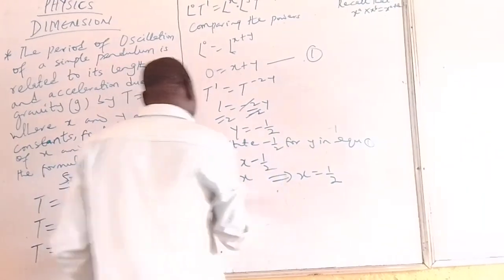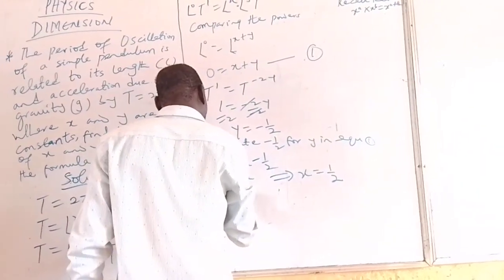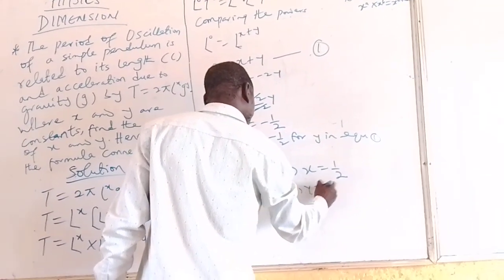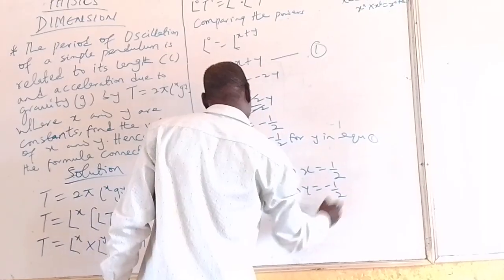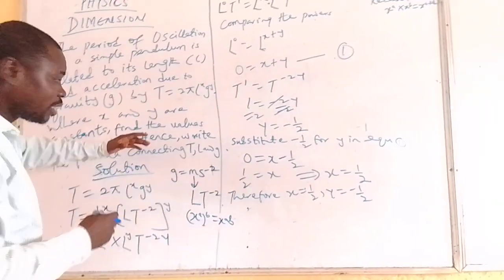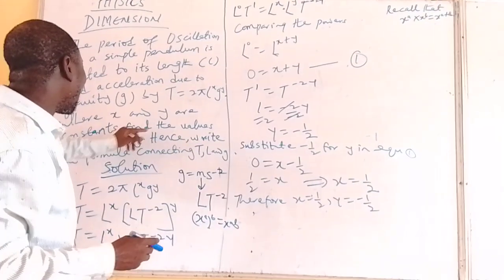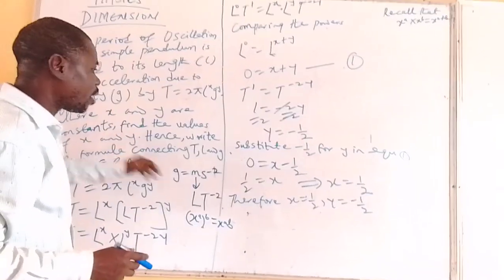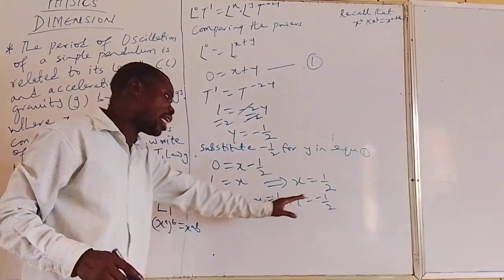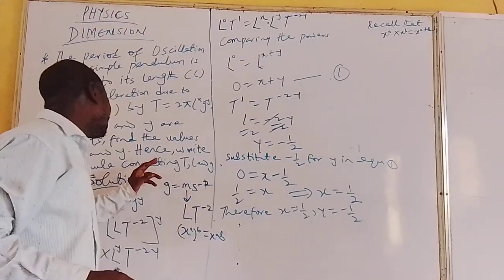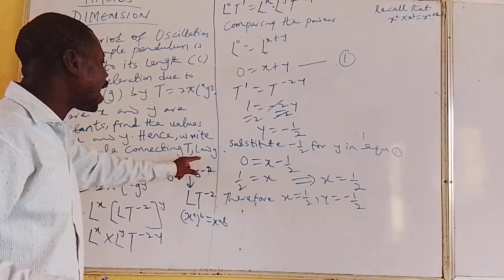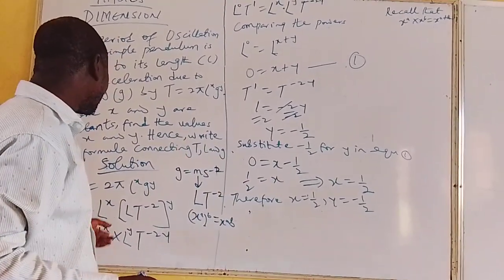So hence, therefore, x is equal to half and y is equal to minus half. That answers the first part of the question, because the question says find the values of x and y. We've successfully done that. We've determined the value of x and the value of y. Then the next part says hence write the formula connecting t, l, and g.